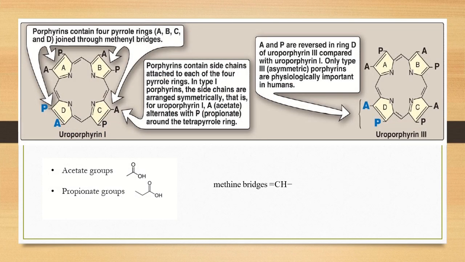Porphyrin contains four pyrrole rings A, B, C, and D joined through methyl bridges. Porphyrin contains side chains attached to each of the four pyrrole rings. In type 1 porphyrin, the side chains are arranged symmetrically, that is for uroporphyrin 1. Acetate alternates with propionate around the tetrapyrrole ring. An acetate and propionate are reversed in ring D of uroporphyrin 3 when compared with uroporphyrin 1. Only type 3 porphyrins are physiologically important in humans.